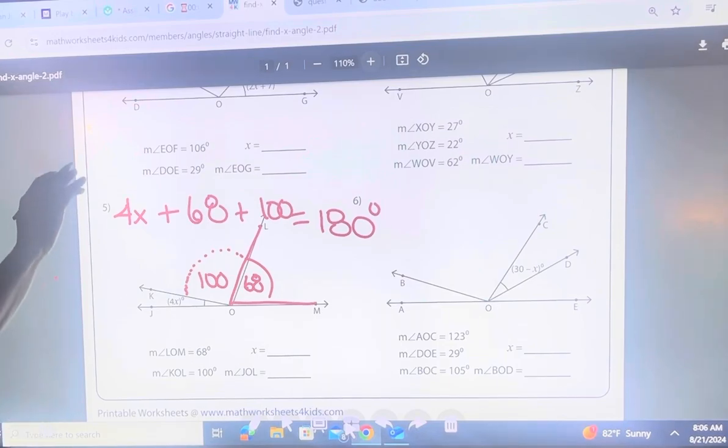Do me a favor. Can we remember 4x plus 68 plus 100? Because I've got to switch the screen. All right, thank you.